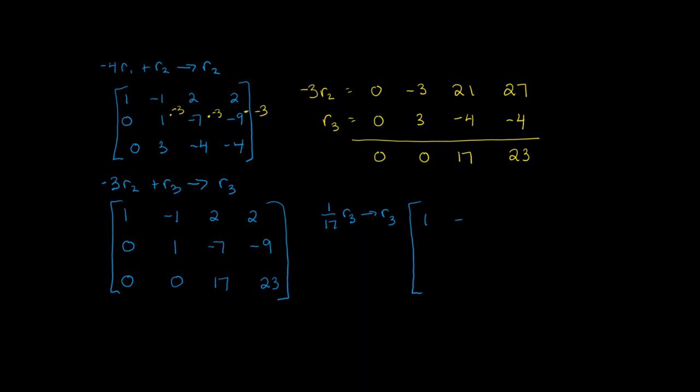So the first 2 rows are unchanged. Zero, 0, we get 1, and then we get 23 over 17. And now we're in row echelon form.